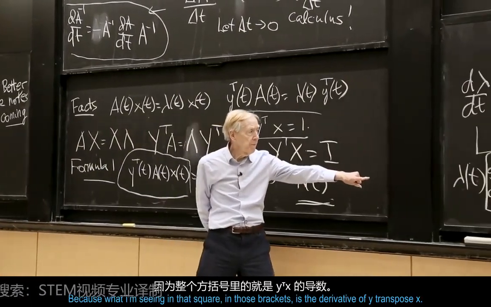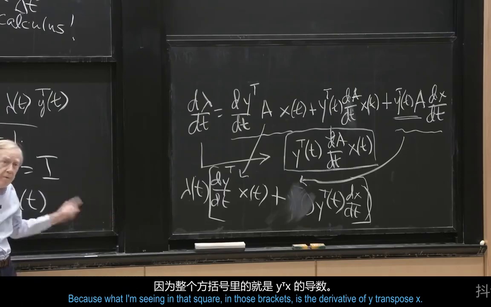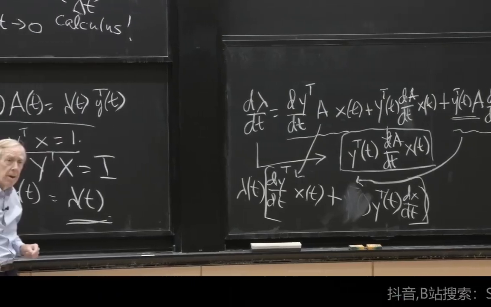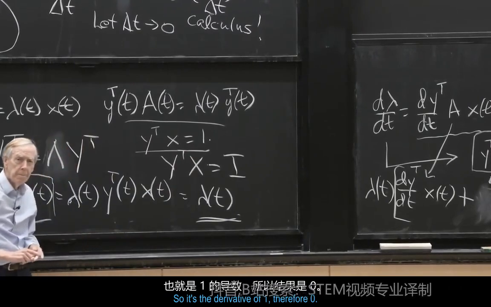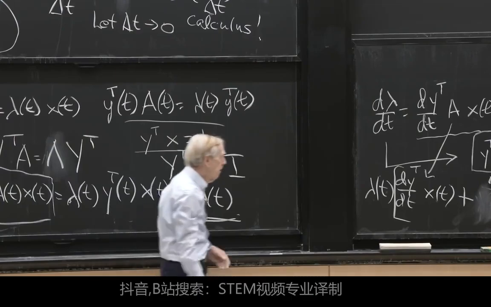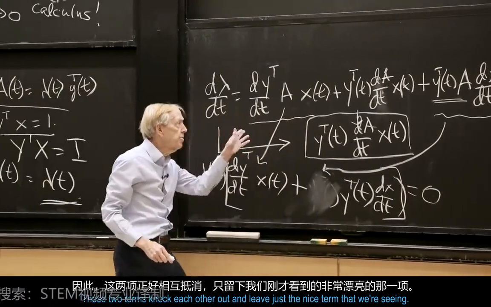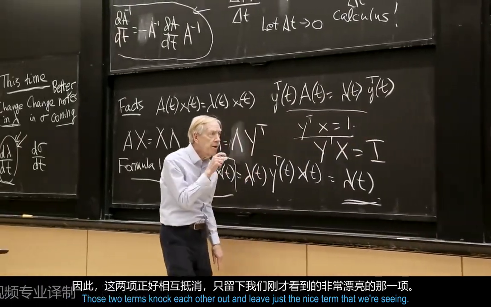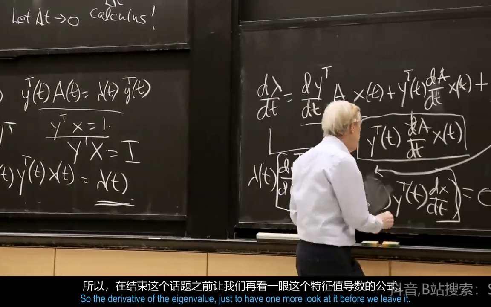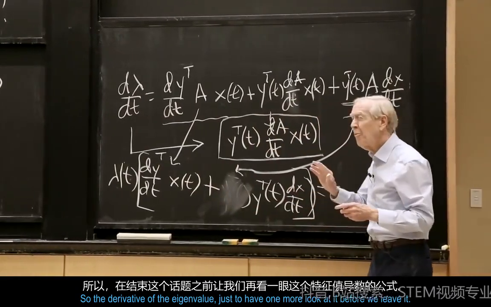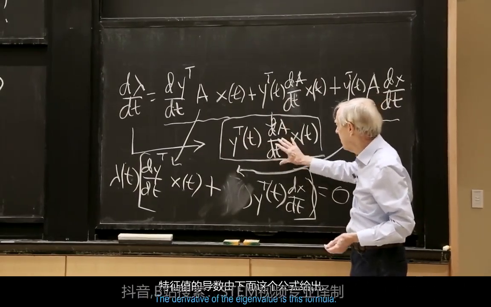Because what I'm seeing in that square, in those brackets, is the derivative of y transpose x. So it's the derivative of 1, therefore 0. So this is the derivative of 1. It equals 0. Those two terms knock each other out and leave just the nice term that we're seeing. So the derivative of the eigenvalue, just to have one more look at it before we leave it. The derivative of the eigenvalue is this formula.